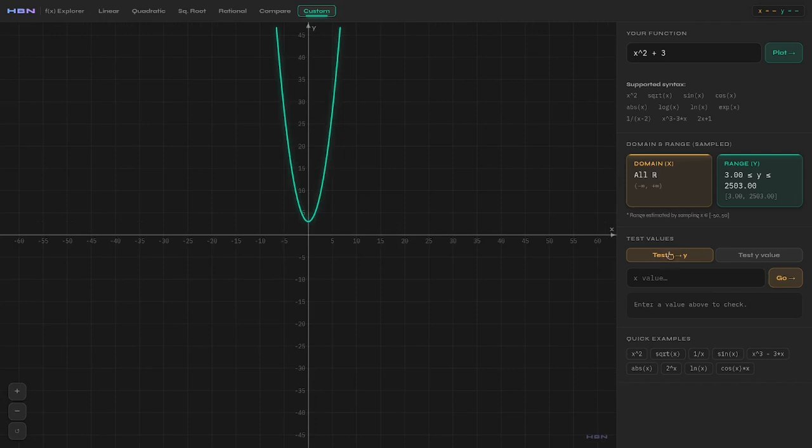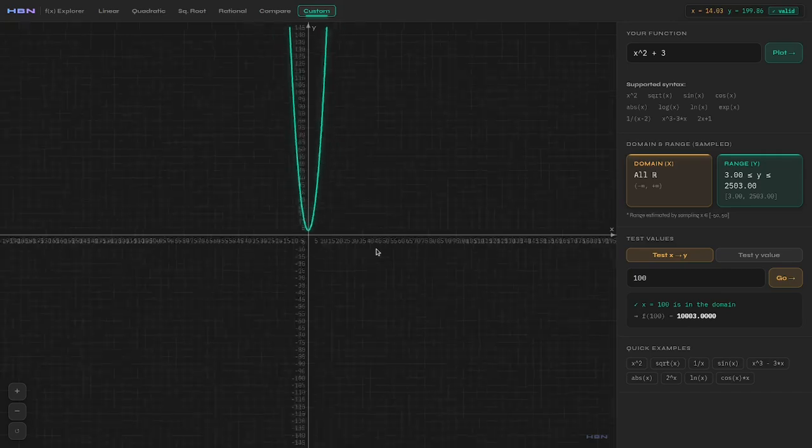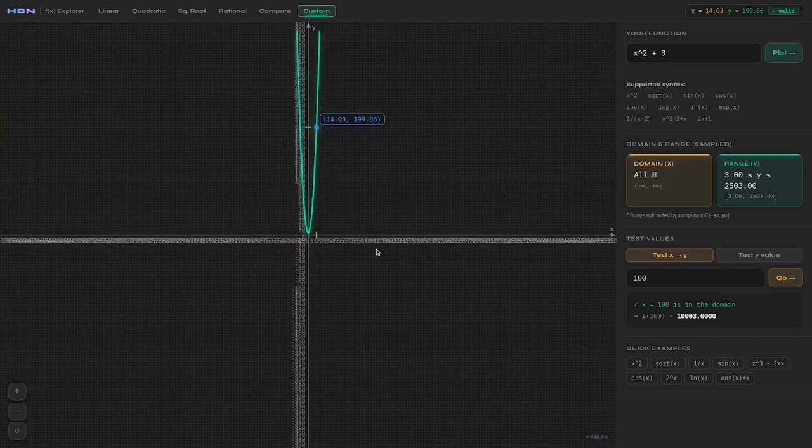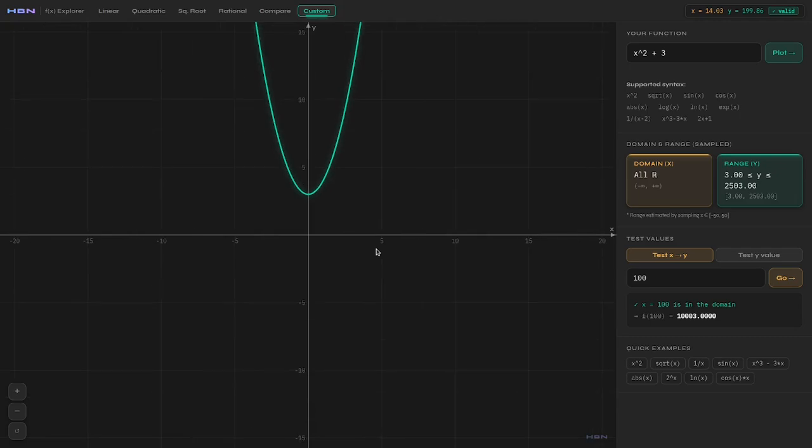Now, there is no value of x that if you put in here, it won't give you an answer. Even though 100 is not within our range of view, if I'm to put 100 for x right here, it is going to give me an answer for what? Y. That is 10,003. You see, so every value of x would actually make it possible for us to get a y. Hence, we say it is defined on R.